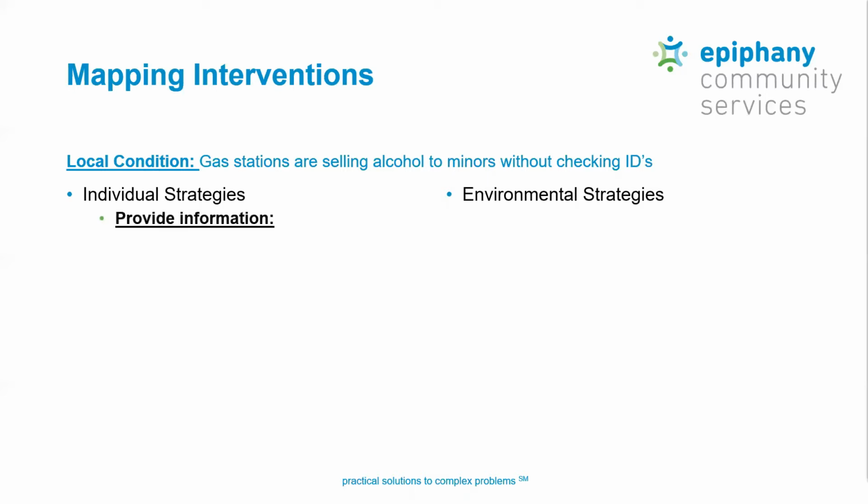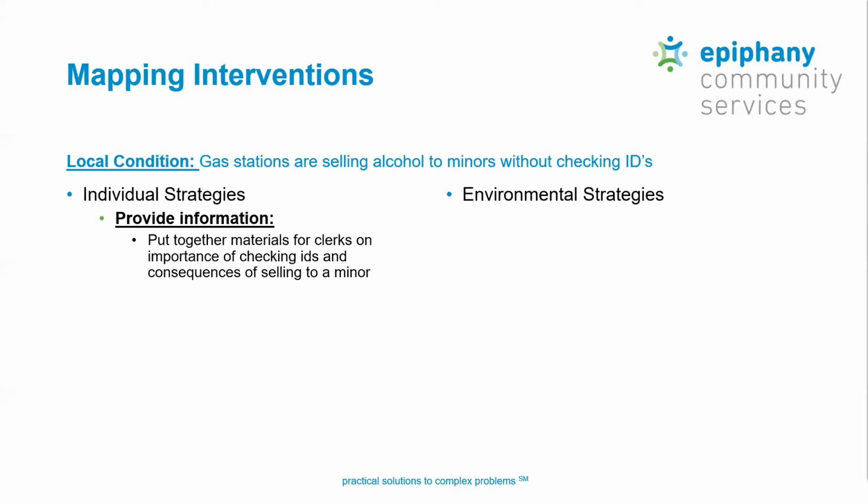So individual strategies, we have providing information. So I'm going to go ahead and think through what kind of providing information approach we can take to this local condition of gas stations selling alcohol to minors. My coalition ended up coming up with, hey, let's put together some materials to give to our clerks on the importance of checking IDs and the consequences that they could come across if they do sell to a minor.